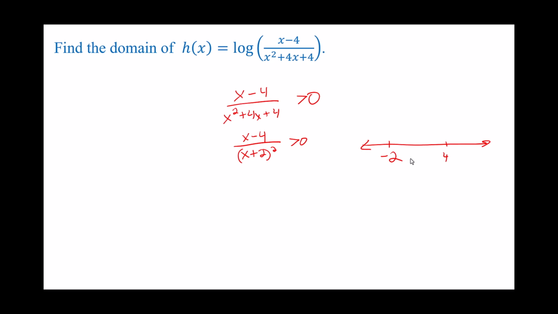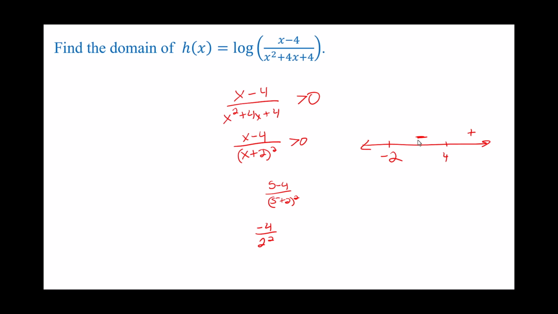So if I pick a number greater than 4, let's say 5. If I plug in 5, I get (5 minus 4) over (5 plus 2) squared. That would be positive divided by positive, so that would be positive over here. Between negative 2 and 4 is 0. If I plug in 0, I get negative 4 over 2 squared.